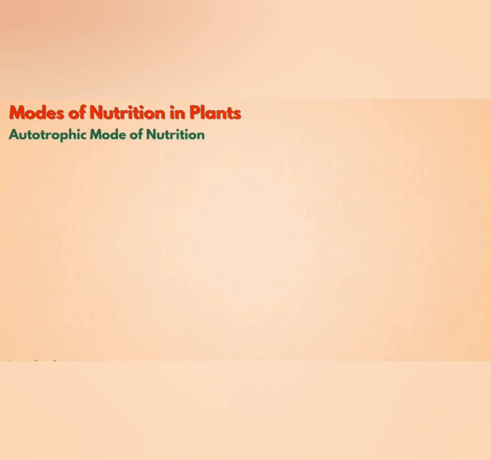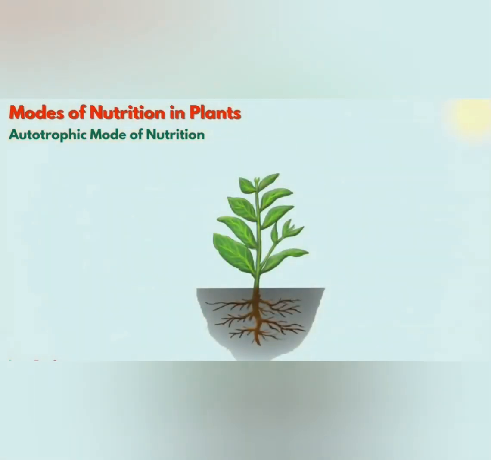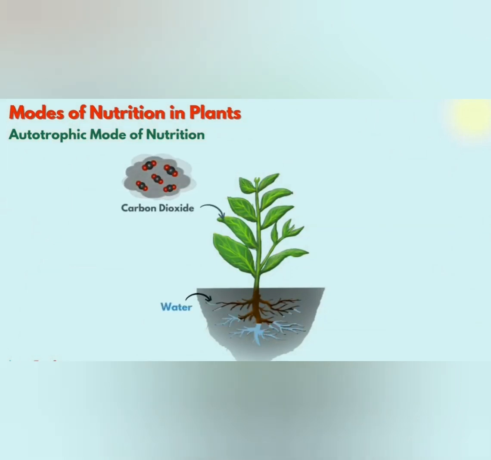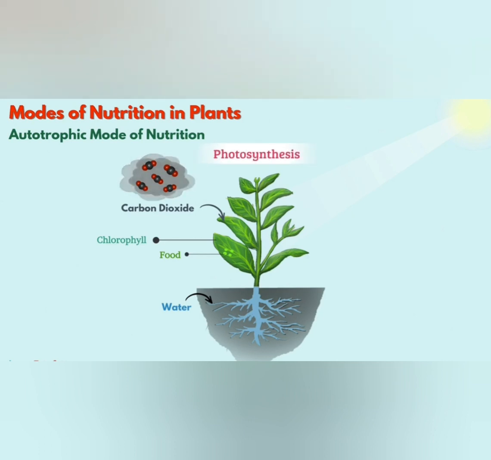Now children, you all must have seen plants around you. Most of them will be green in color. They take carbon dioxide from the air, water from the roots and sunlight from the sun. And in the presence of chlorophyll, they make food for themselves. That is, they are making food by themselves. And this process is known as photosynthesis. You all must be aware of this process.